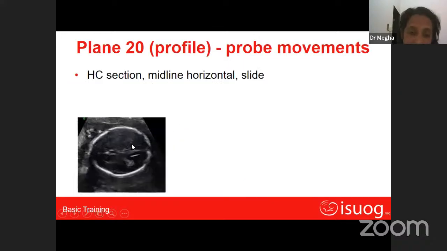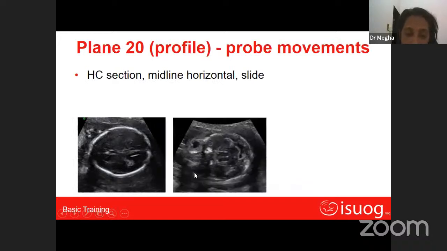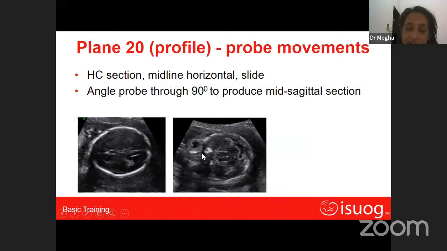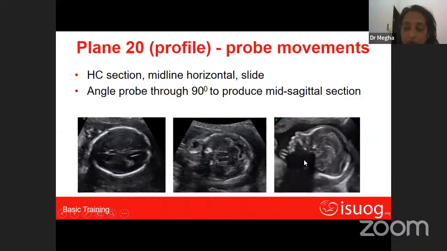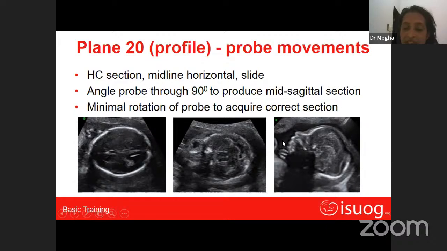So you start again with the horizontal transventricular plane. You slide it down as usual to the orbits and the cerebellum. And you then angle your probe through 90 degrees to get to the profile of the face. Small subtle rotations may be needed to get into the correct plane here.